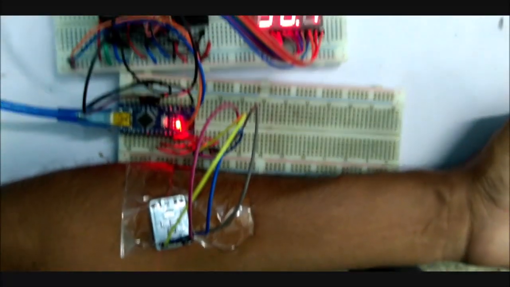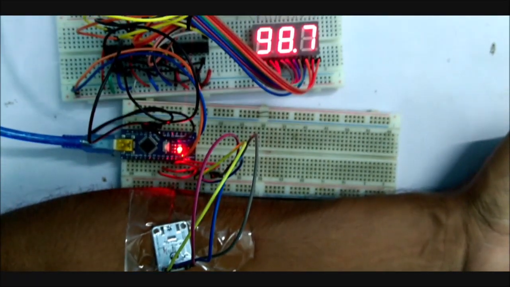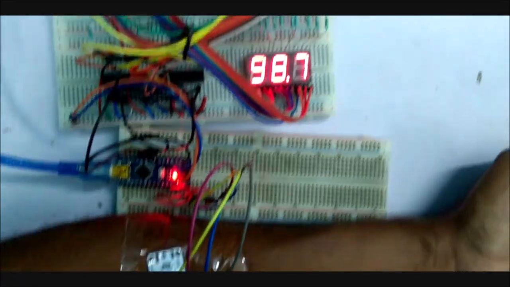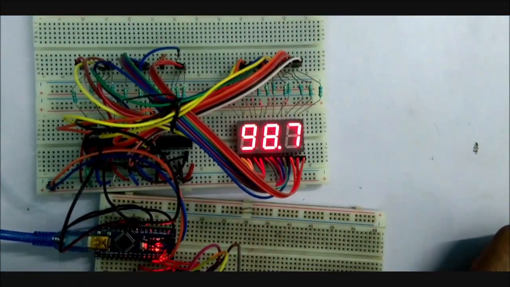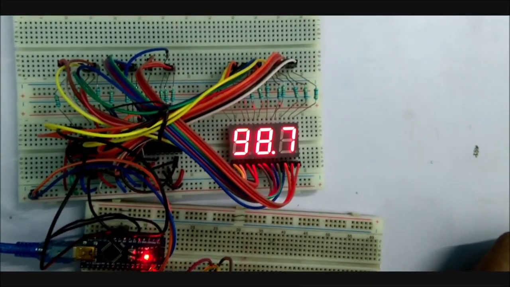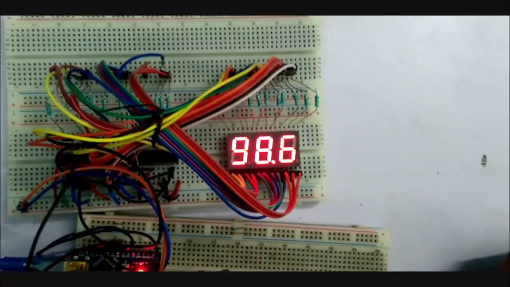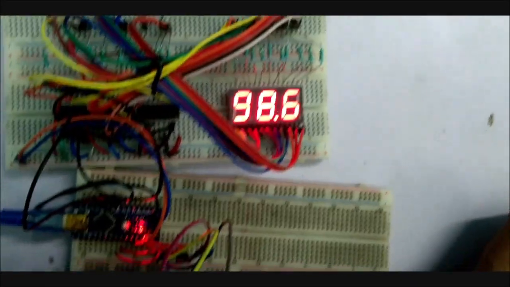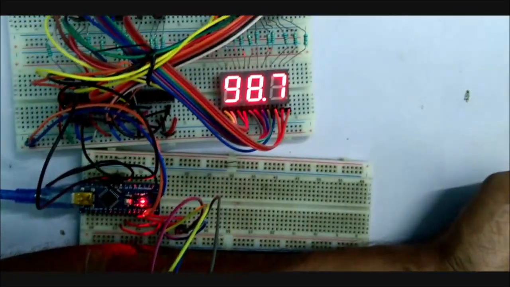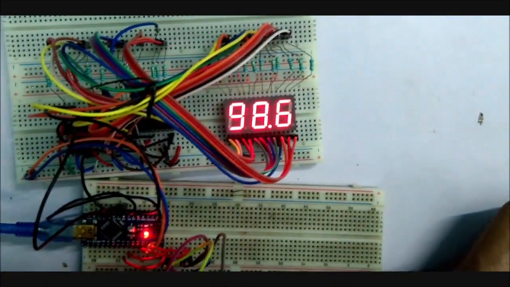This is basically the MAX30205 sensor, that is a human body temperature sensor, that is connected in my hand, and the display is showing the output of my body temperature. So my body temperature is 98.7, that is pretty good as far as I know. So I am perfectly all right now, obviously in this COVID-19 situation.